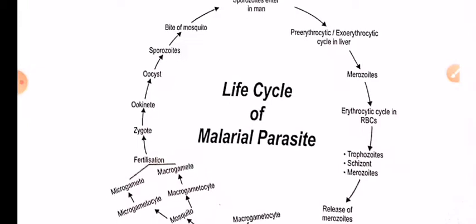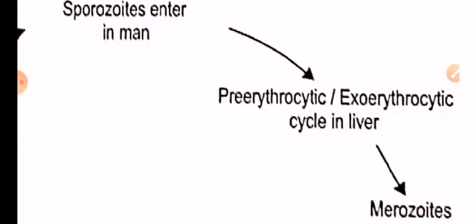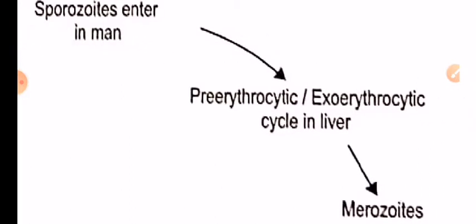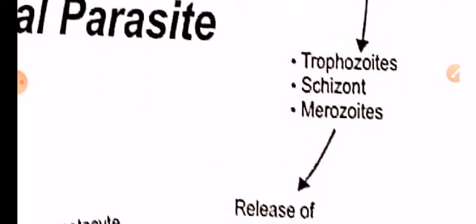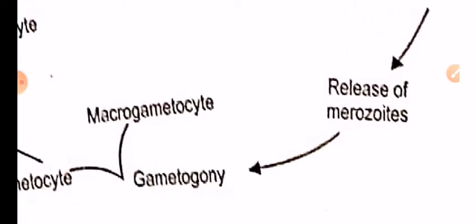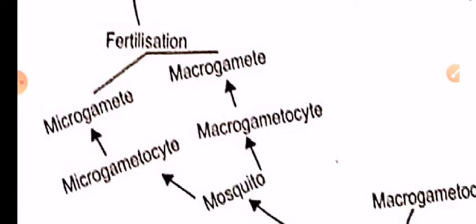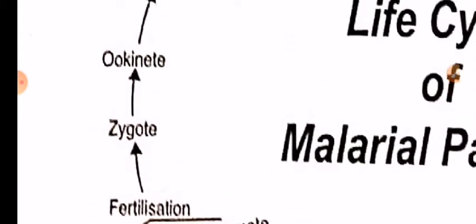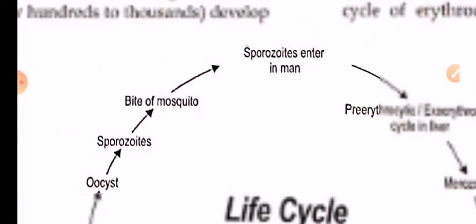So this is basically the cycle wherein first we have the sporozoites entering into the man, then pre-erythrocytic and exoerythrocytic cycles in the liver, then merozoites which are formed are released. Erythrocytic cycles in the RBCs take place, which leads to the formation of trophozoites, schizonts, and merozoites. Then the release of merozoites into the bloodstream leads to gametogony, microgametocytes and macrogametocytes, which in the mosquito form into microgamete and macrogamete. They fertilize further to form the zygote, which further makes the ookinete, which forms the oocyst, which leads to sporozoite formation, which are stored in the salivary gland of the mosquito, and when the mosquito bites, they release the sporozoites into the man.